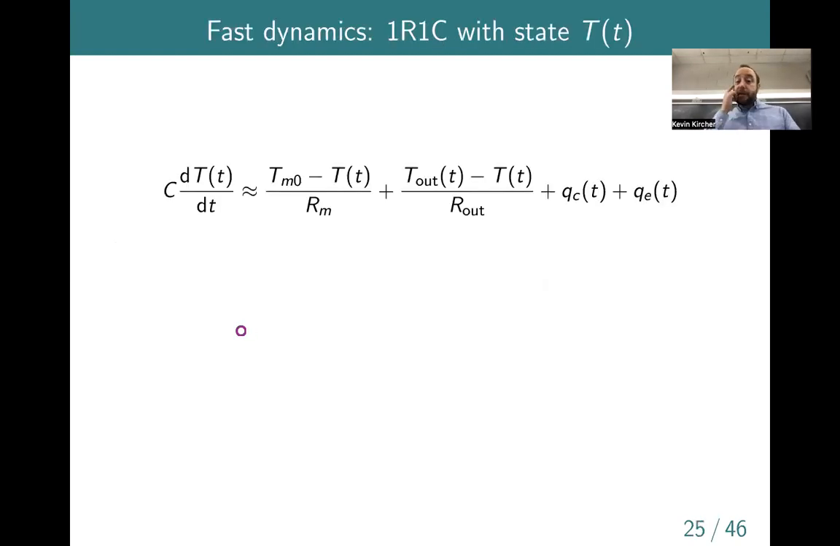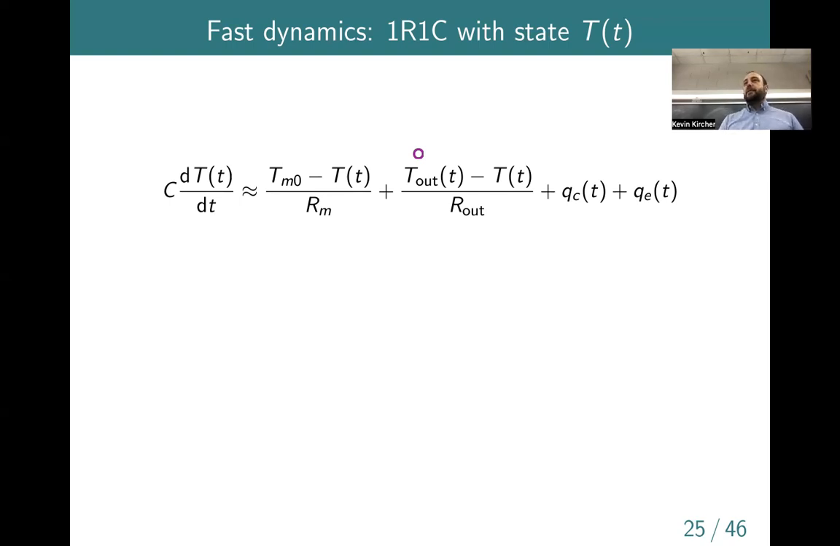Okay, so let's think about the faster time scale, where, no surprise, we reduce our model to a 1R, 1C analog. The idea is that we take out the thermal mass temperature as a function of time and put in a constant thermal mass temperature. If we do that, we have one thermal capacitance, one energy storing element, connected to two different boundary temperatures: a thermal mass temperature, and the outdoor temperature. Those are both exogenous to the ODE. They're not state variables, they're boundary conditions.